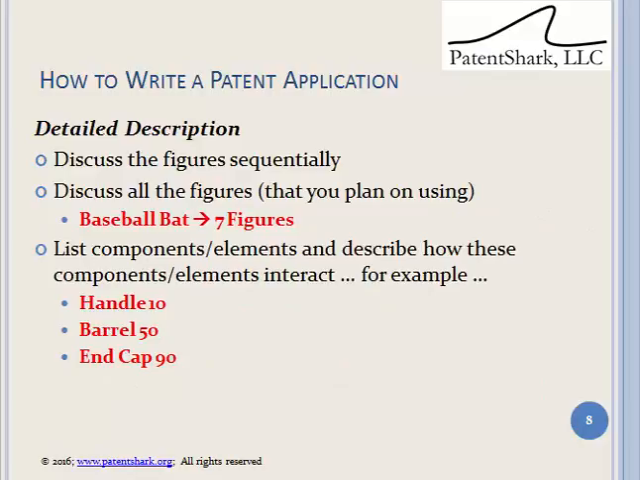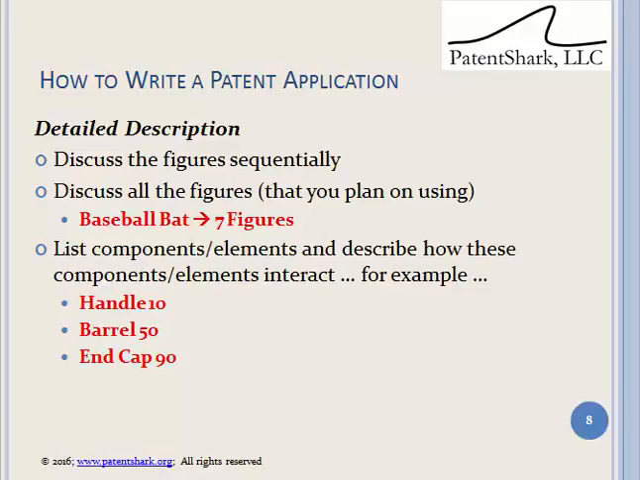After looking at the background section, let's look at the detailed description section. The detailed description describes the figures. The figures are usually described sequentially. However, in certain cases they may be grouped together. You should discuss all the figures that you plan on using. So for example, the baseball bat has 7 figures that were presented in the ID by the inventor. If you decide to use all 7 figures, then all of them need to be described to some extent.